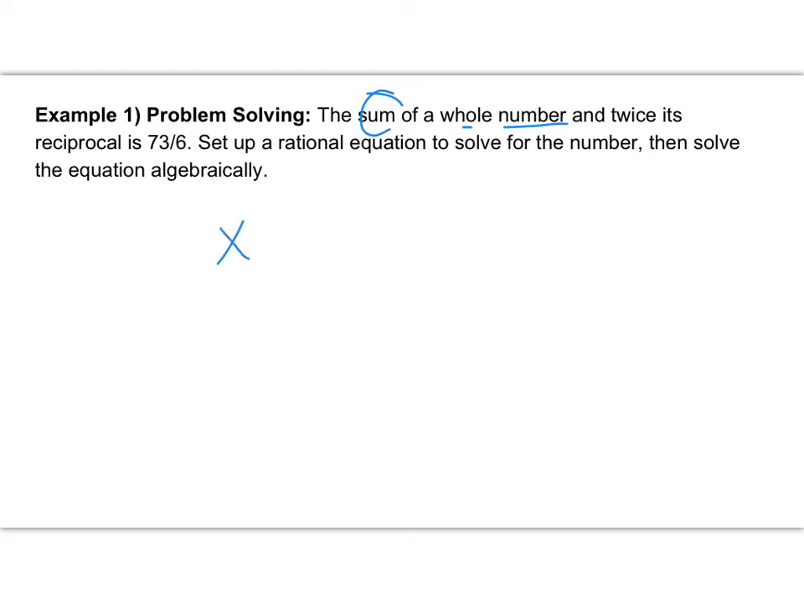And if we're going to take the sum, that means we're going to add to it. So a whole number and twice its reciprocal. Well, the reciprocal of x would be just 1 over x. Twice its reciprocal means we will multiply it by 2. And then is 73/6. That sets up our equation.